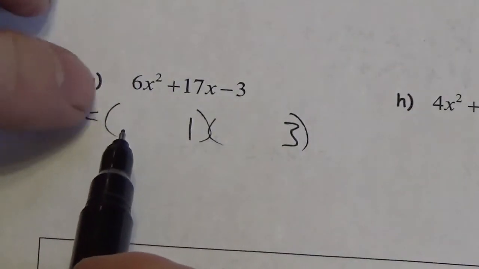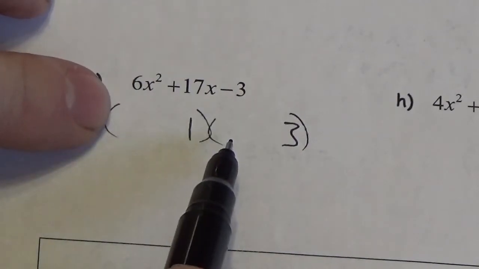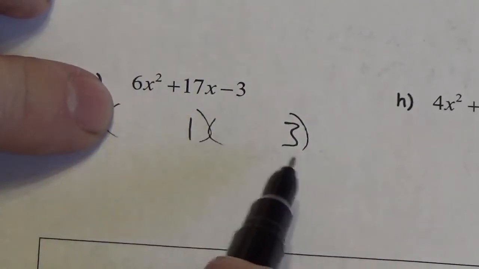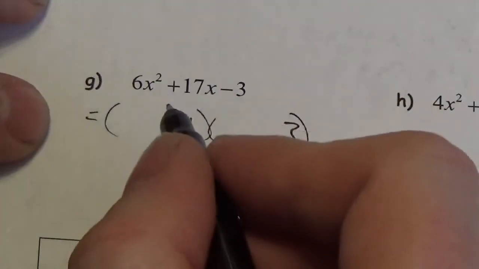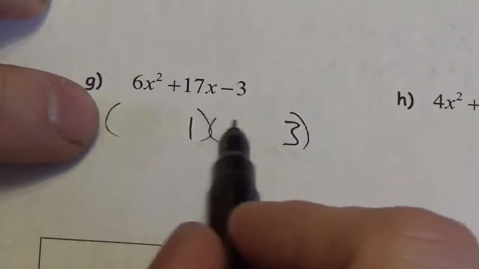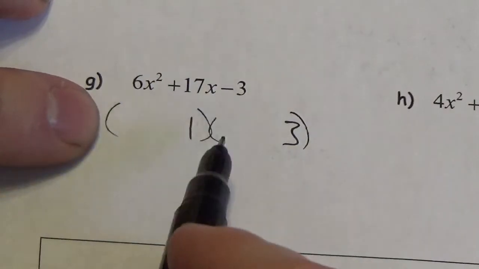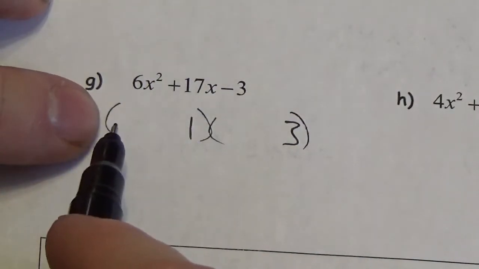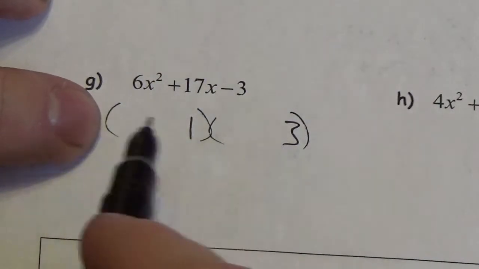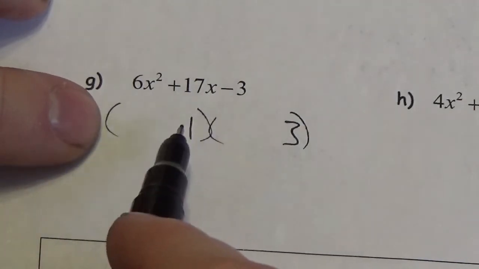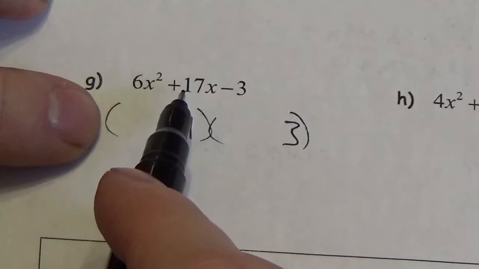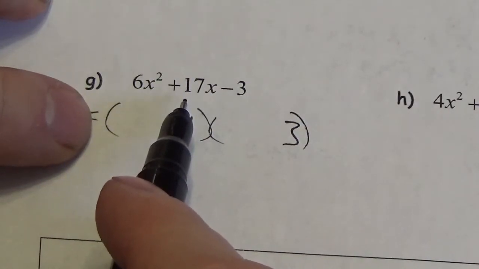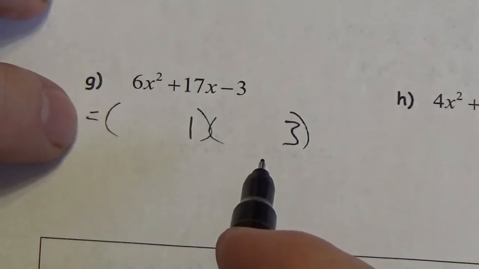Now, the 6 could be, let's say, 2 and 3. I wouldn't guess 2 and 3, because if I put the 3 here, then this particular factor here has 2 3s in it. I don't want that. So I suspect it could be 3 and 2. Now if I do 3 and 2, then it's going to be 3 times 3 is 9, 2 times 1 is 2. So, well, that's not going to combine to get me 17. So then I got to try 6 and 1.